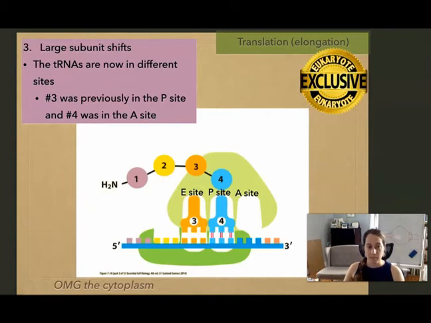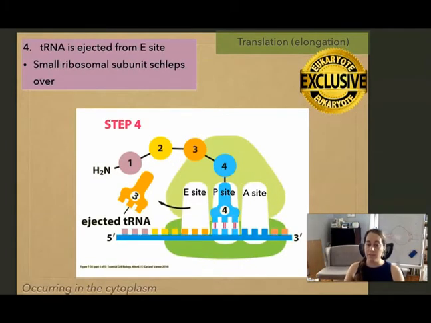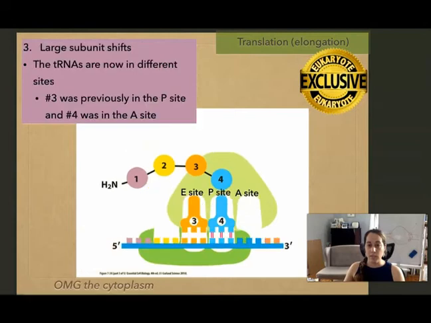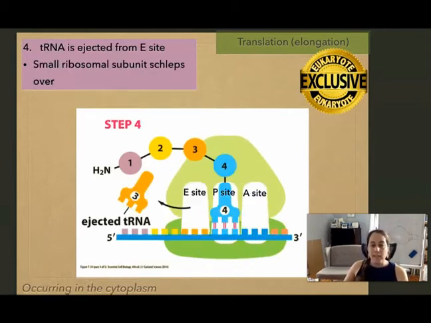And as that happens, this small ribosomal subunit is going to shift so that it matches up with the large ribosomal subunit. So let's look at that one more time, the comparison here. The large ribosomal subunit, I want to point out as well, is now hovering with the A site over this dark blue codon. And now the small ribosomal subunit is going to shift so that the A site matches up with that dark blue codon as well.